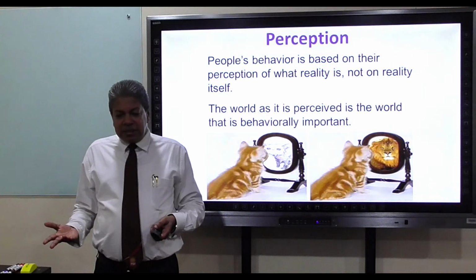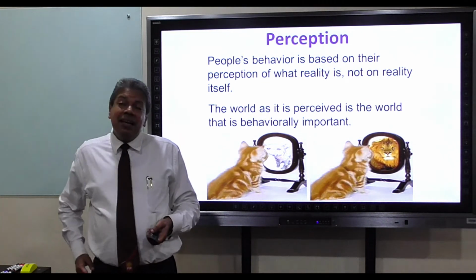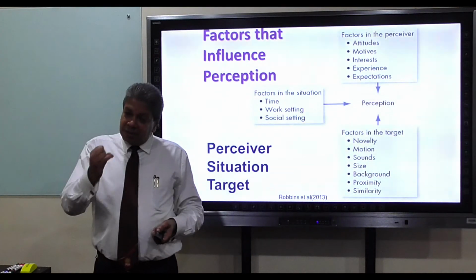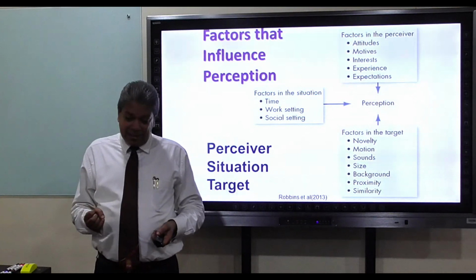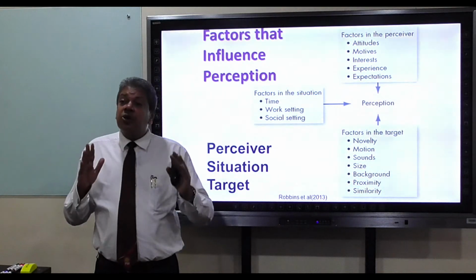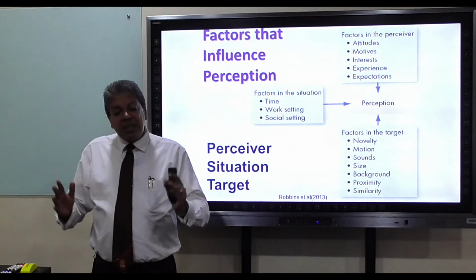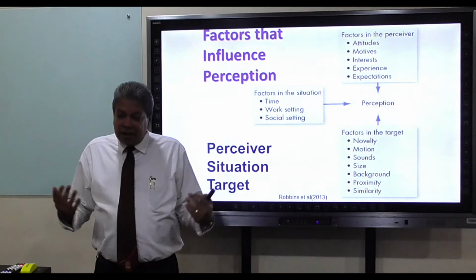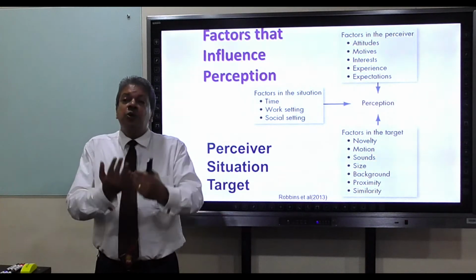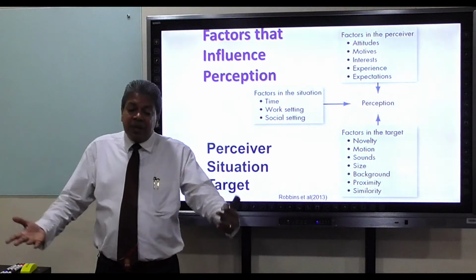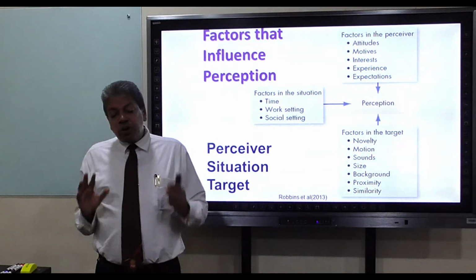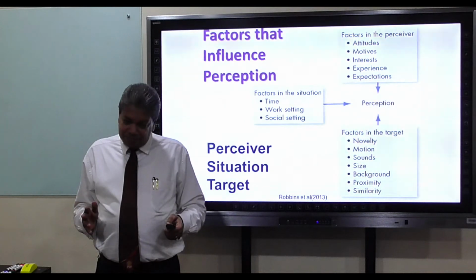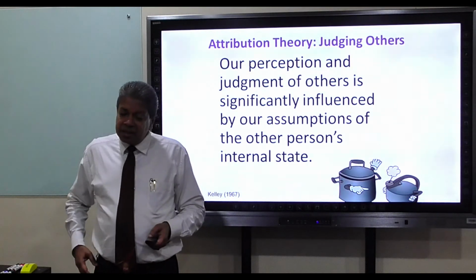The world as it's perceived is the world that is behaviorally important. And we look at factors that influence: perceiver, situation and target. So this model is extremely important. You have to be thorough with this model, and you have to find, like the way we did in the classroom, how to take a scenario and interpret based on these 3 different groups of factors, how a perception is created. And then attribution theory, judging others.